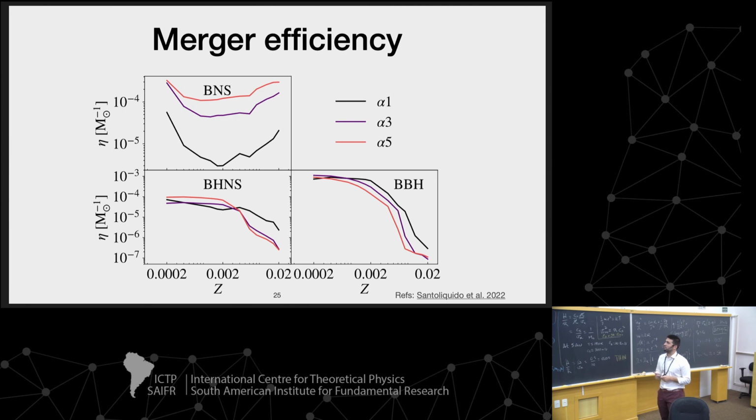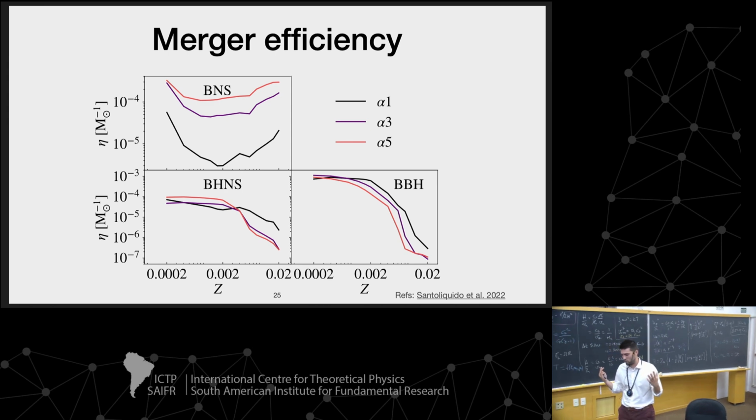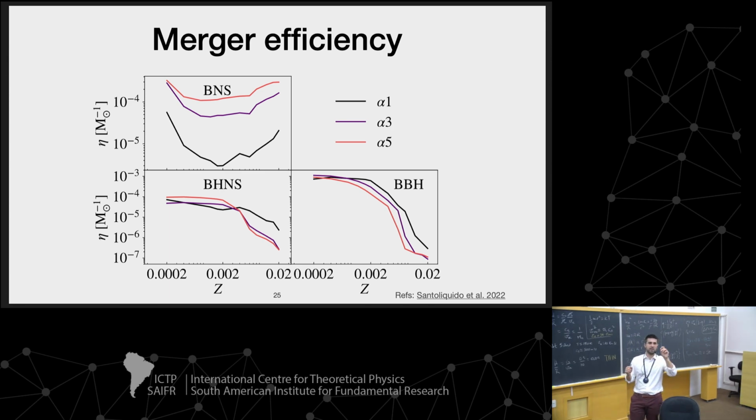What I'm plotting here is, given a population synthesis run with an initial total mass, like for example we want to evolve 100 million binaries, these binaries are sampled from the IMF, the initial mass function. Here we are plotting, given those 100 million binaries, how many mergers we have at the end of the simulation. This is the meaning of the merger efficiency, this value here.